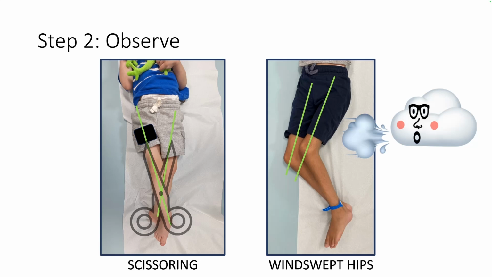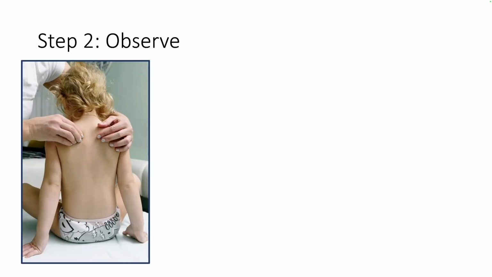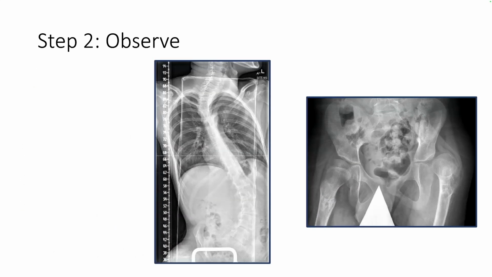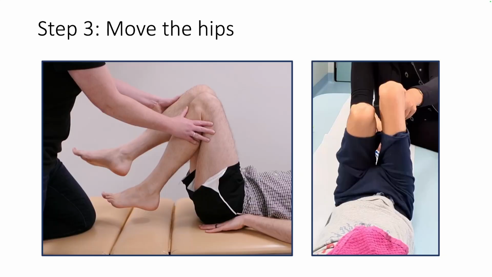Also, note if one hip is excessively flexed, and if appropriate to your clinical setting, look at the skin in the medial groin for breakdown or irritation. Examine the child's back for any signs of fixed deformity, as scoliosis is associated with a higher rate of hip displacement. The third step of the hip assessment in CP is to move the hips.